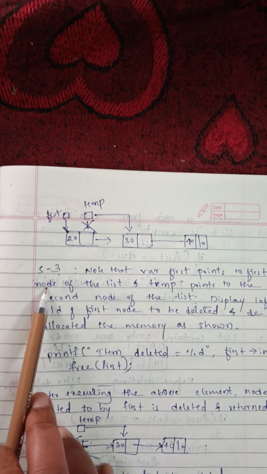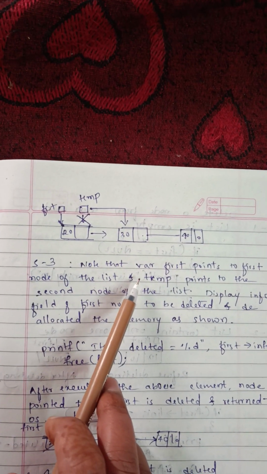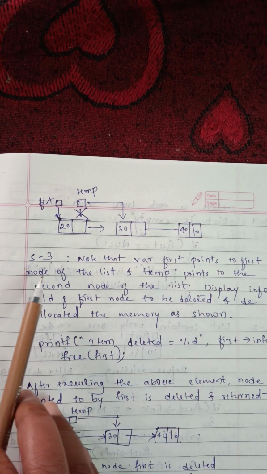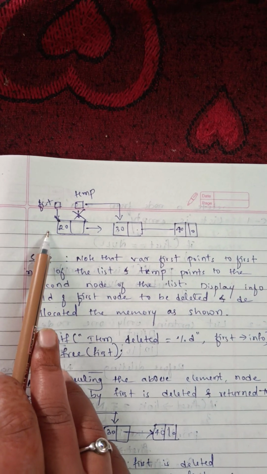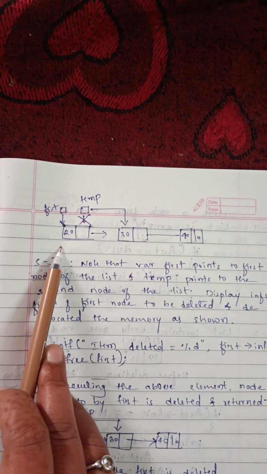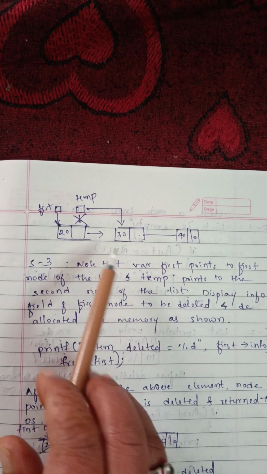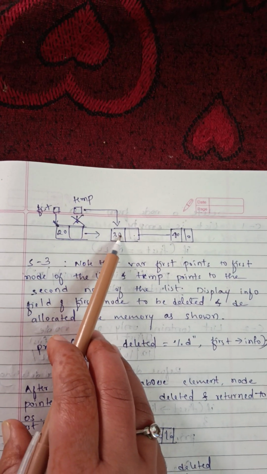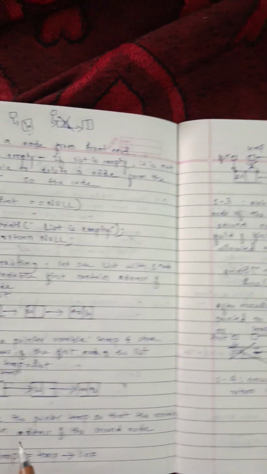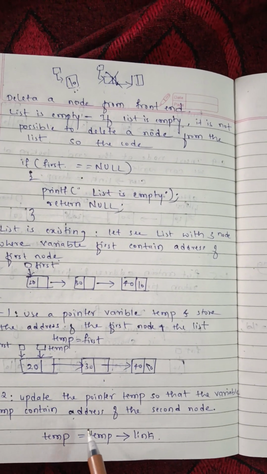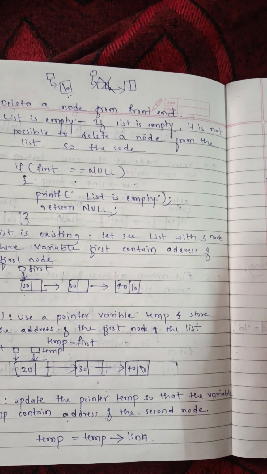Next step is to note that the variable first points to the first node of the list. Yes, the variable first is holding the first node, and temp points to the second node of the list. The temp is pointing to the second node. Why? Because you have used the code like this: temp equal to temp of link, right?